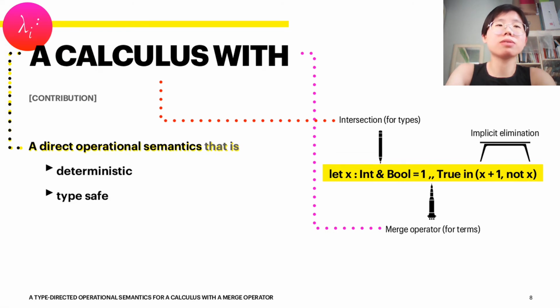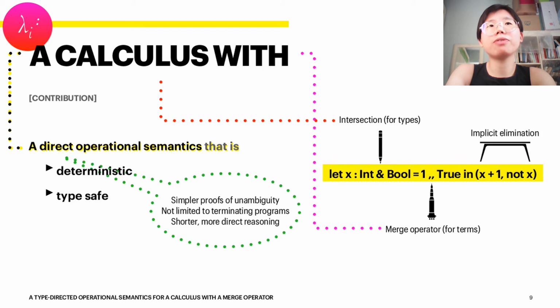As a consequence, we have a simpler proof of unambiguity and deal with recursion in a straightforward way, when reasoning becomes more direct.